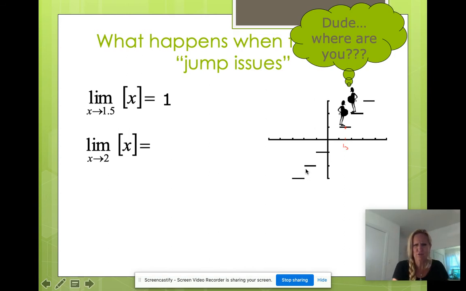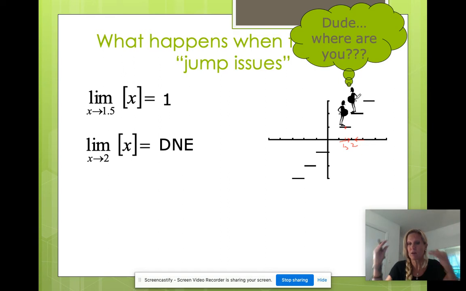As I approached 2 from the left side and the right side, as I plugged in 1.99999 and 2.00001, my range values were at different levels. Therefore, since they can't see one another, since there's no bumping bellies, we say the limit does not exist. We don't say undefined. Undefined is for a function value.